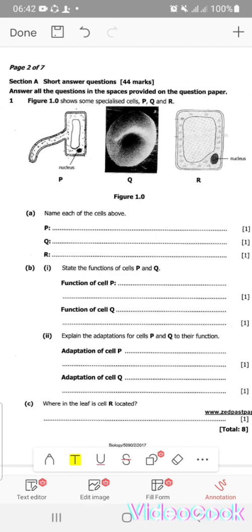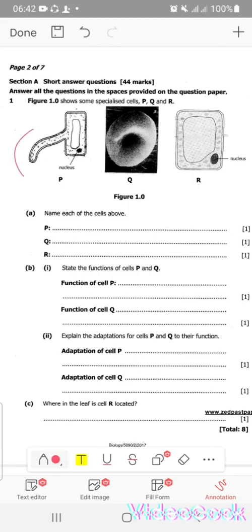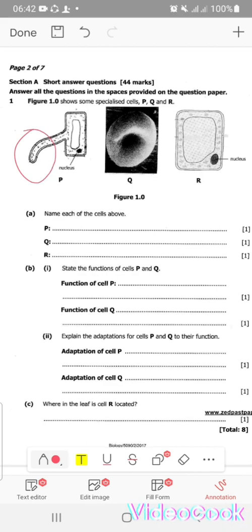The adaptation of this cell: it has an elongated outgrowth which increases the surface area for absorption of water and mineral salts. Apart from that, it also has numerous mitochondria which help to produce enough energy to absorb mineral ions against the concentration gradient. So just pick one.